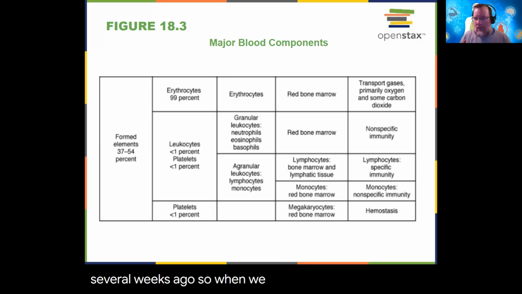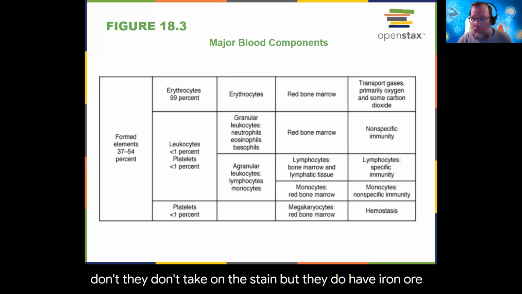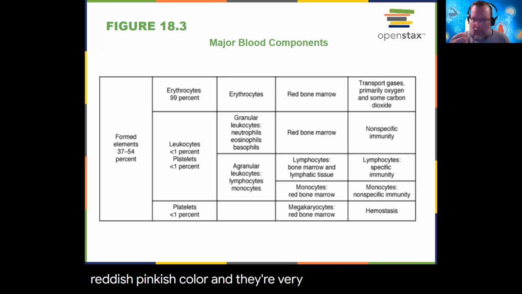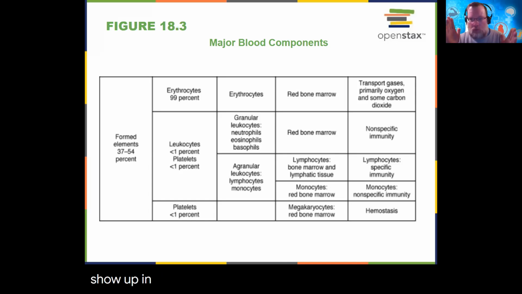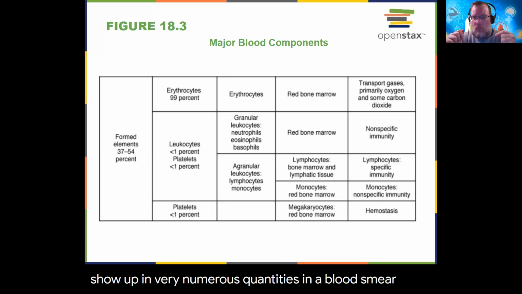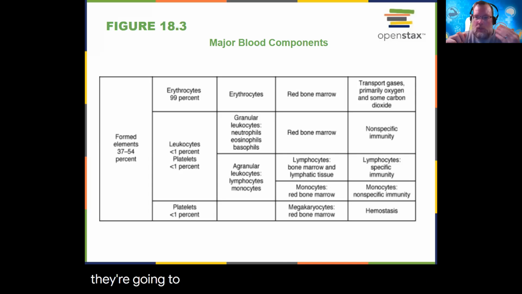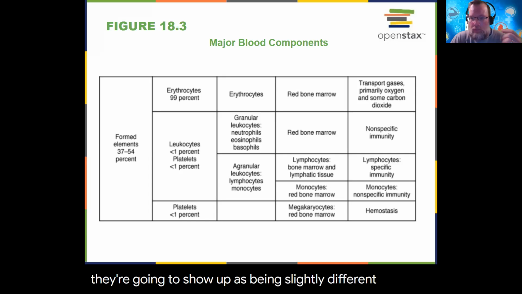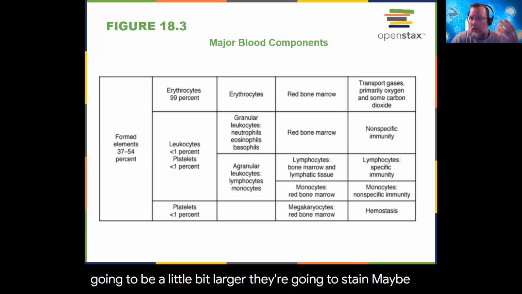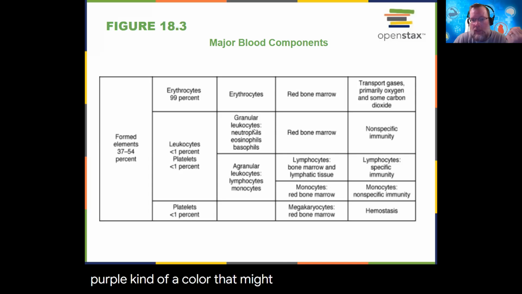So when we stain blood, red blood cells don't take on the stain, but they do have iron in them. So they do show up as a dark reddish, pinkish color, and they're very tiny. So red blood cells show up in very numerous quantities in a blood smear. The white blood cells are going to show up as slightly different. They're going to be a little bit larger. They're going to stain maybe a purple kind of color. That might be a neutrophil, because it's neutral. So it may stain a purplish color.